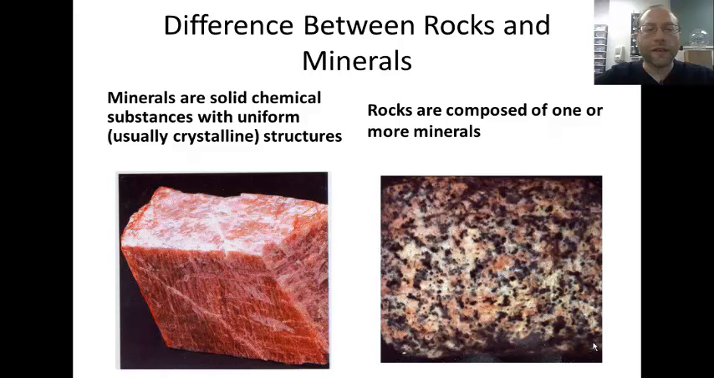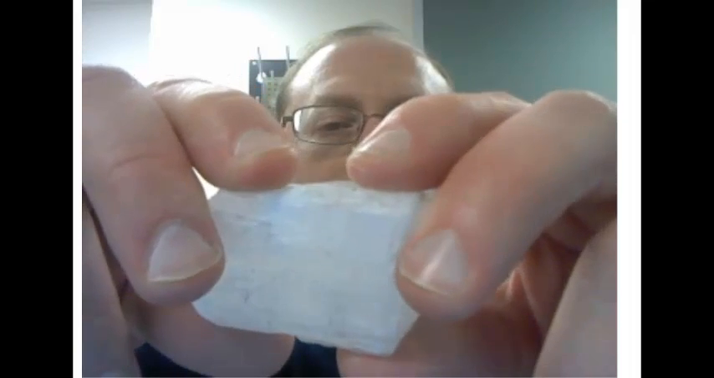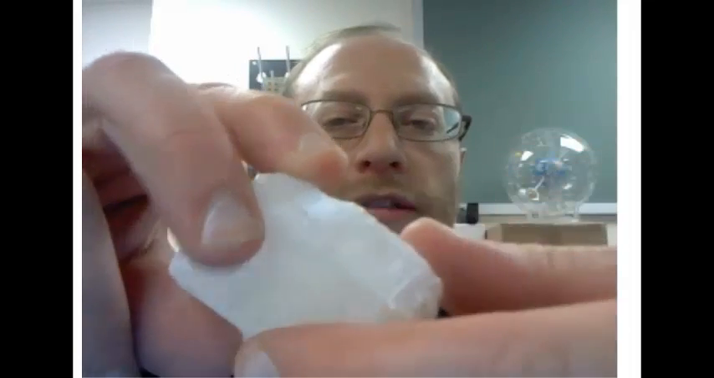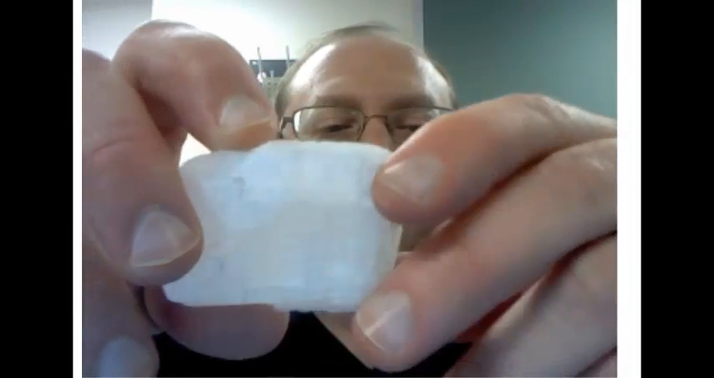Minerals are solid chemical substances with uniform, usually crystalline structures. This substance here is a mineral. It's one substance and is identified by its properties. It's identified by how hard it is, and by what its powder is like, when you rub it up against a porcelain tile.